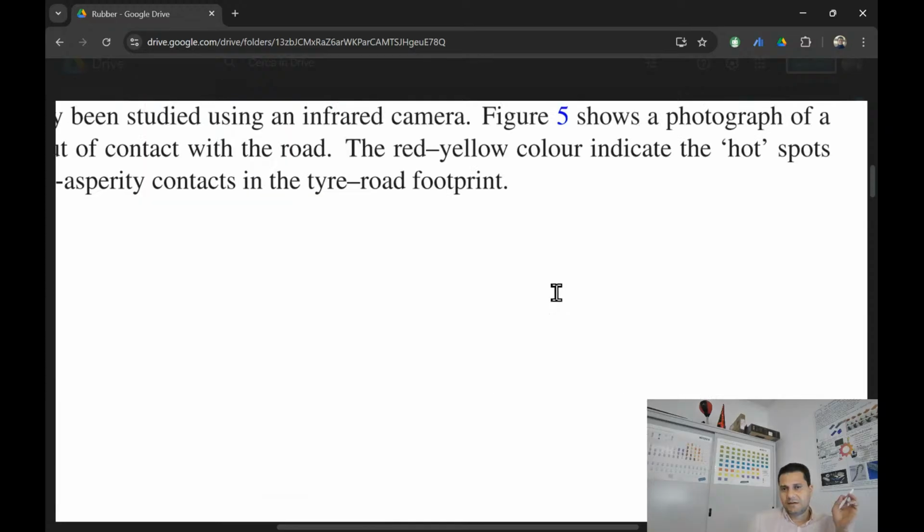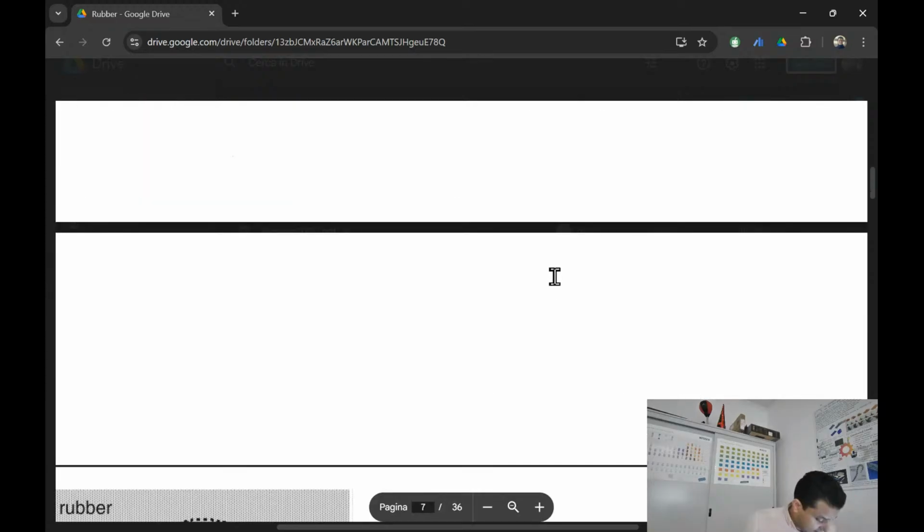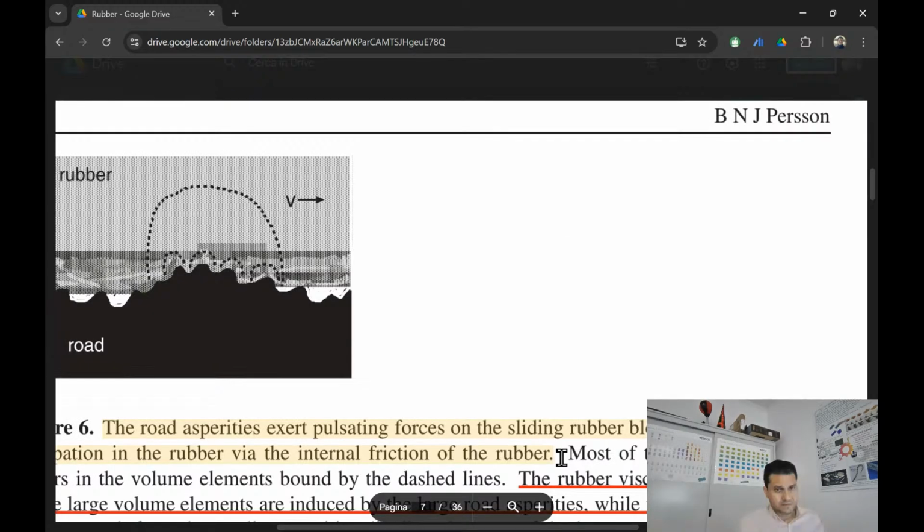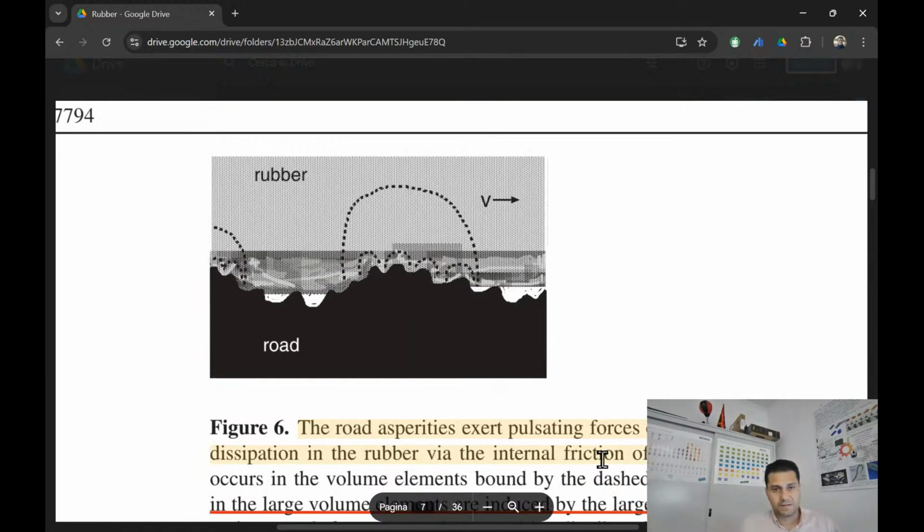Okay, I think we can discuss the part of temperature, I believe. Let me check. Okay, we can discuss this part. Let's remove the zoom.